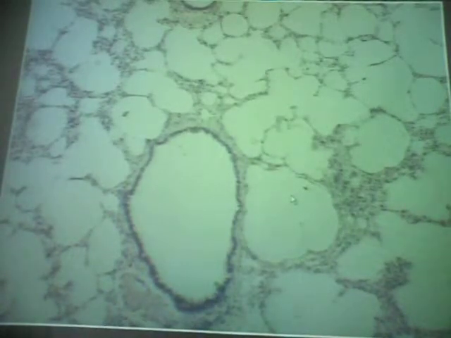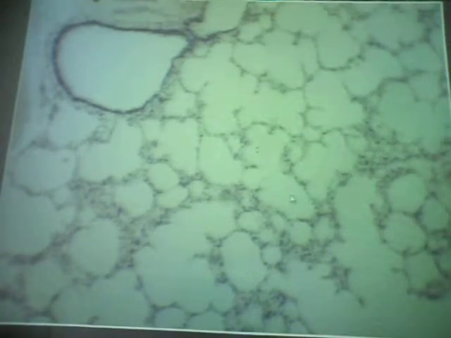To make life easier for you, so there's no confusion, if I point to a terminal bronchiole, it'll be something like this, where you've got a respiratory bronchiole right next to it, and connecting to it, like we see here.